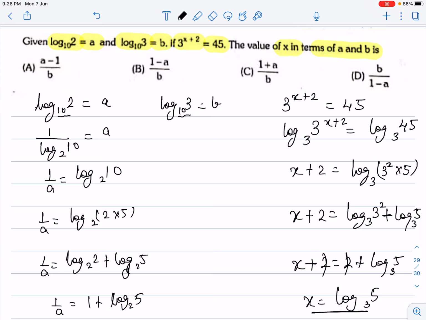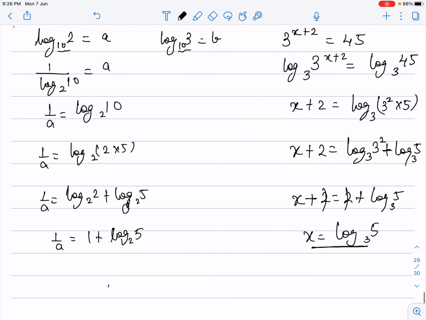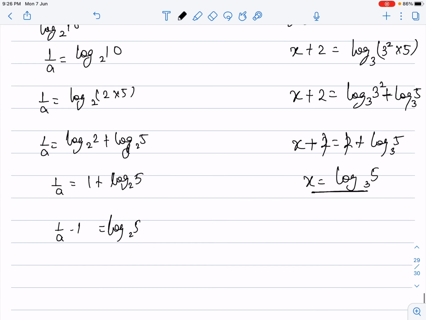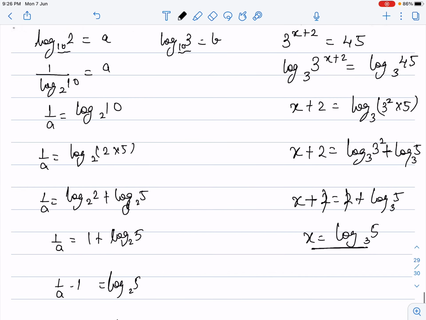Now let's proceed further, sir, and help us to simplify it more. So how will we write log of 5 base 2 if it is asked to us? We will write 1 upon a minus 1, and that will become what? 1 minus a divided by a is equal to log of 5 base 2. Hope you guys have got my point. The value of log of 5 base 2 will become like this.